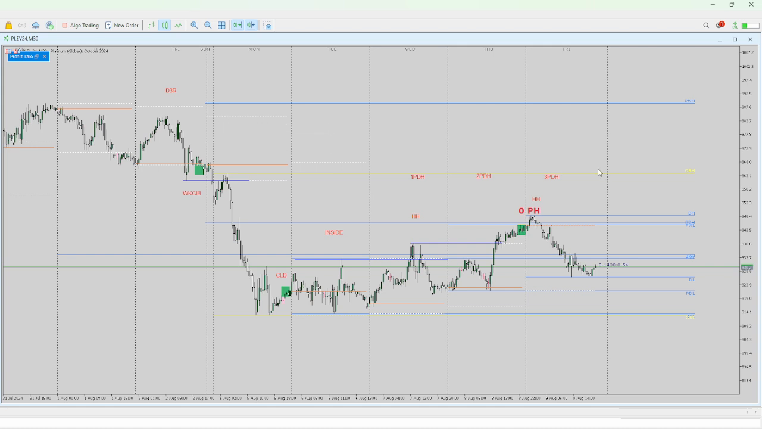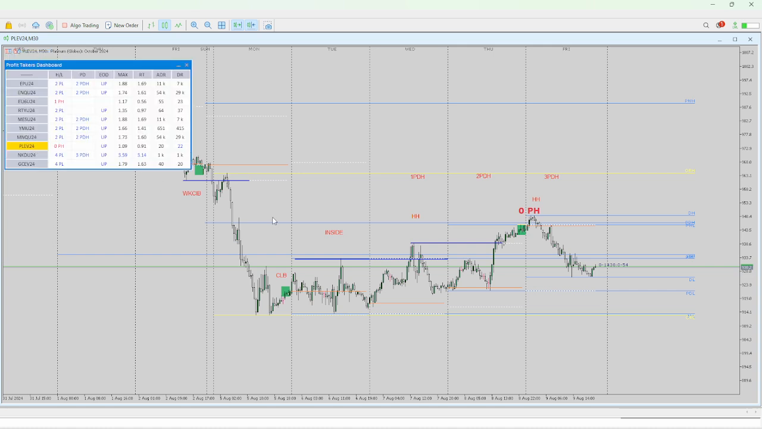Right now I'm looking at platinum. Let me open this up. So I'm going to be switching between two different MetaTraders here. This is the futures one with the actual futures symbols, and you're going to notice the price is a little different.